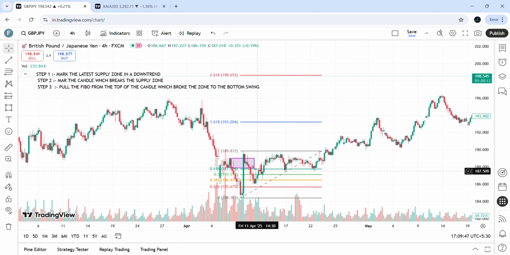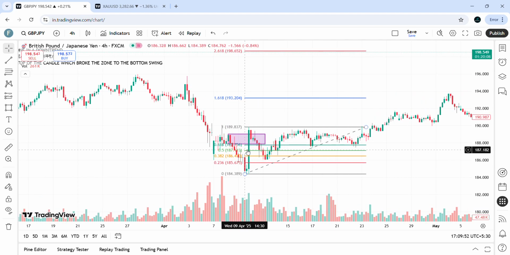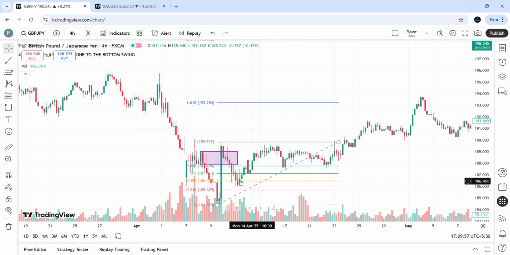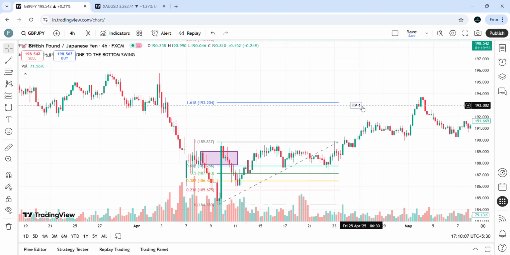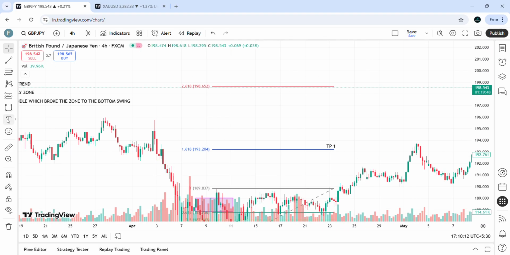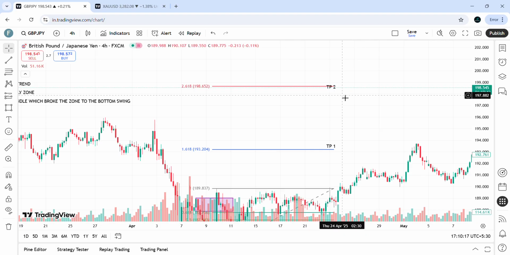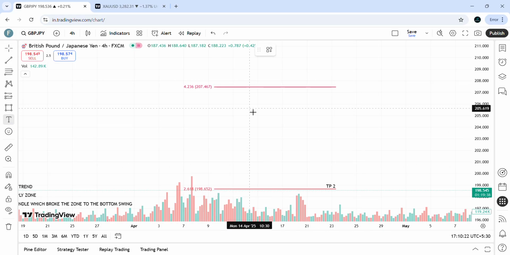So you pull the Fibonacci from the top to the bottom. As you can see, once the supply zone is broken, there are two ways where you could make your entry. Either from the Fibonacci zones, that would be perfect, and you could take profit over here. This could be your TP1. This could be your TP2. And this could be your TP3.